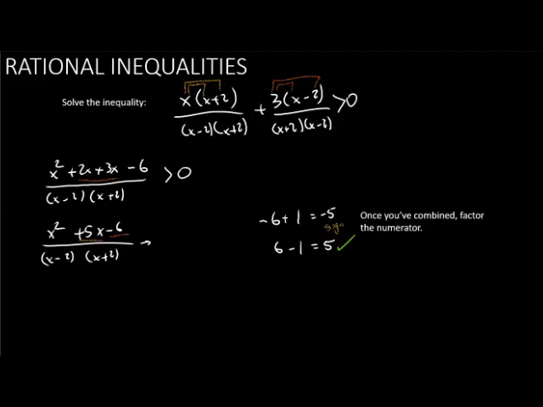Therefore, we rewrite this fraction as x plus 6 times x minus 1, over x minus 2 times x plus 2, and we'll say this is still greater than 0. Now that we've factored the top, let's solve it by setting it equal to 0.